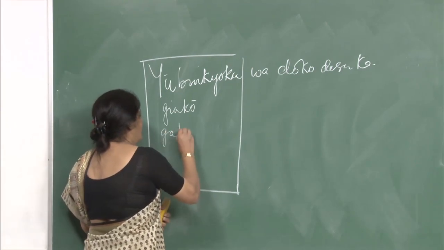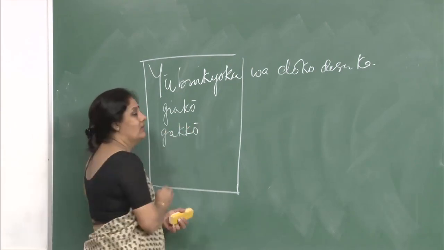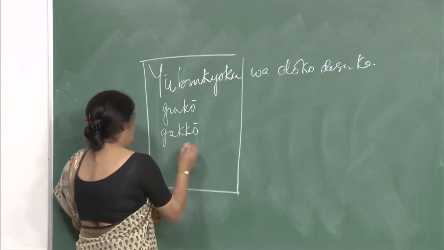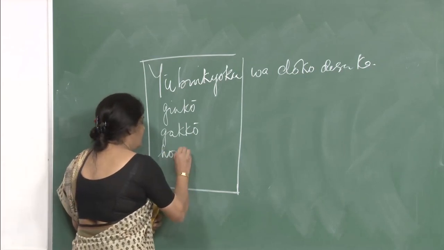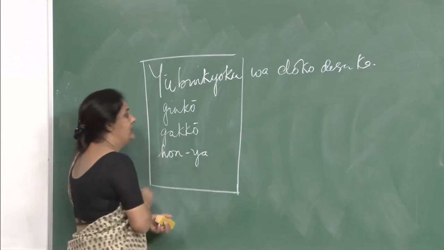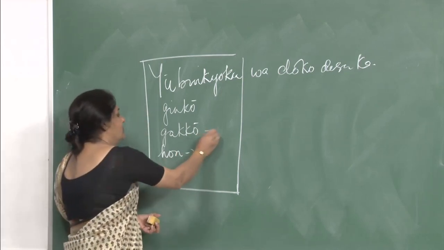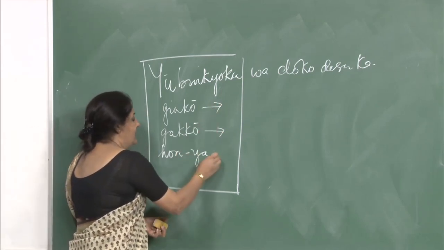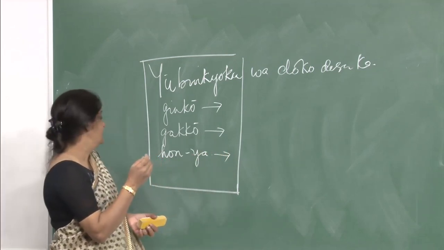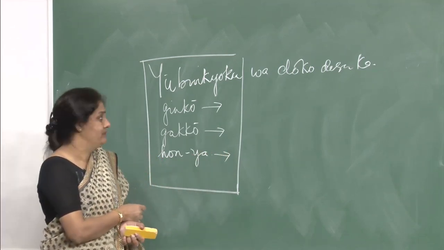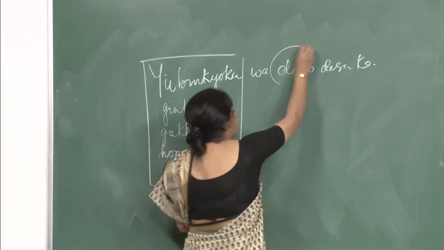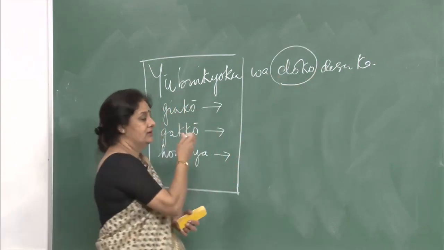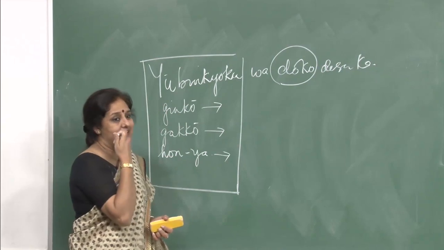Gakko. Gakko wa doko desu ka? Honya. Honya wa doko desu ka? Gakko, you know, is a school, ginko is a bank, and honya is a book shop. So well, you can ask, where are these things placed? Where are they?